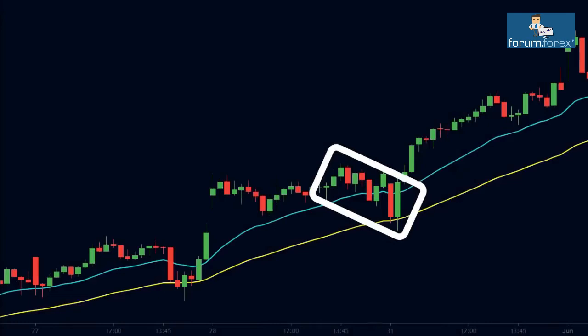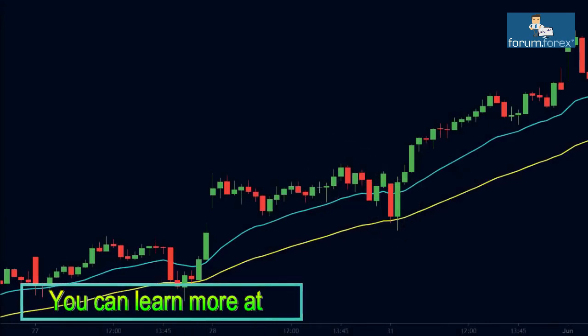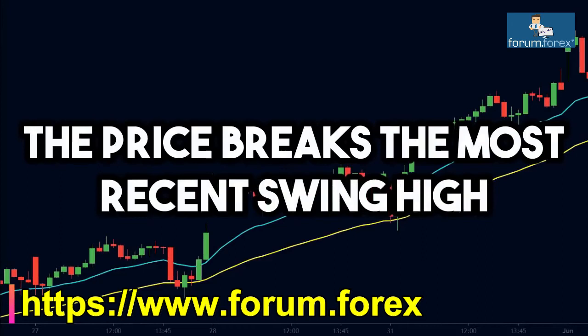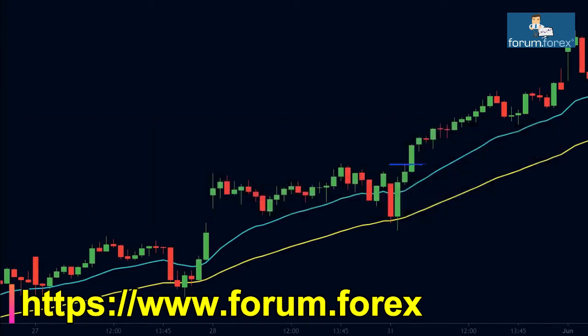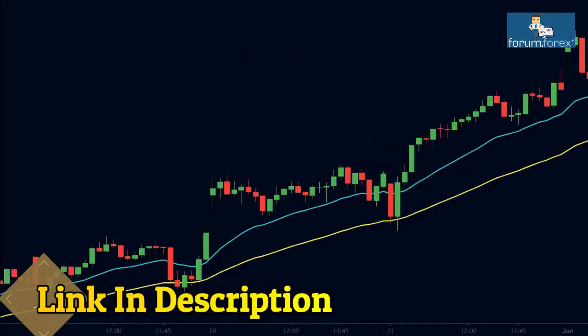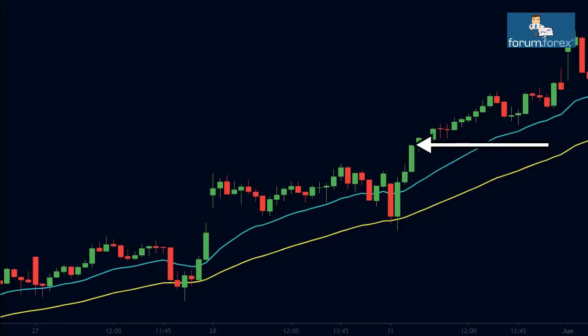After identifying the pullback, we want the price to resume the existing uptrend. Solid evidence of the trend continuation occurs when the price breaks the most recent swing high and creates a new high. When we see a candle close above the most recent swing high, that candle becomes our entry candle. We will enter on that candle.